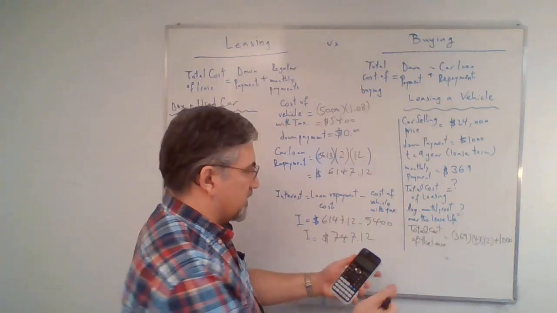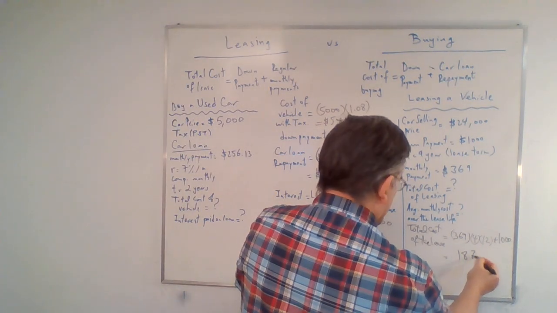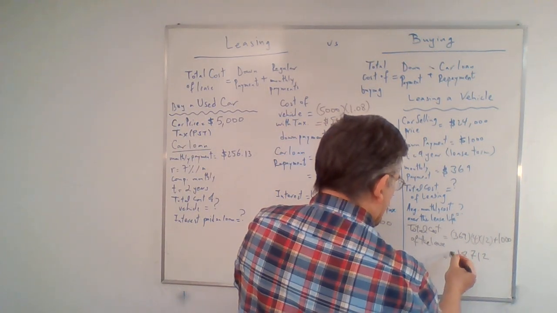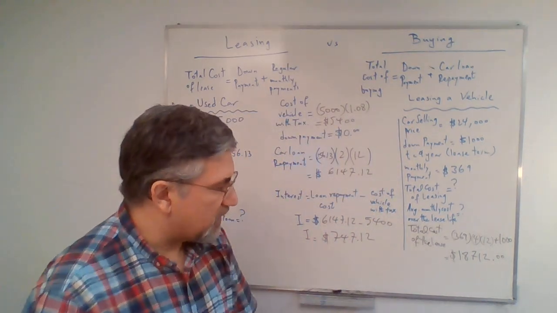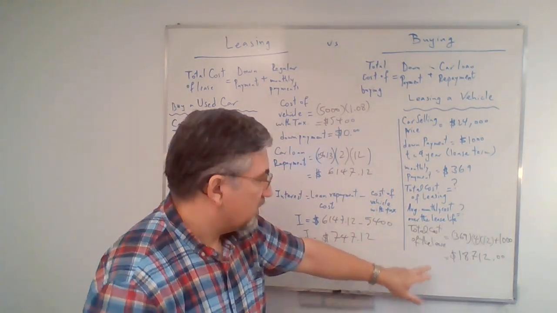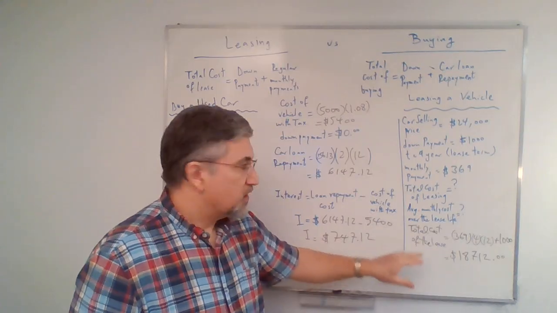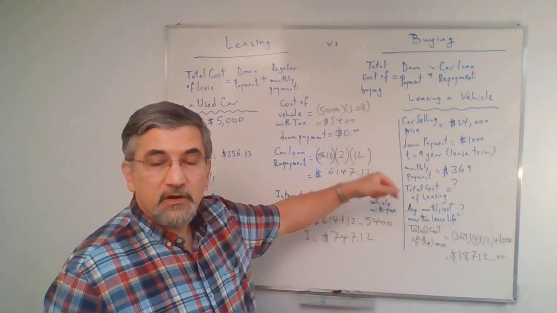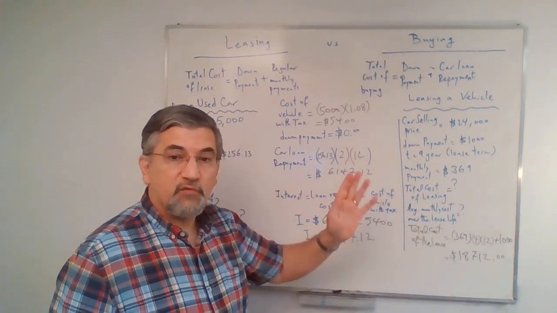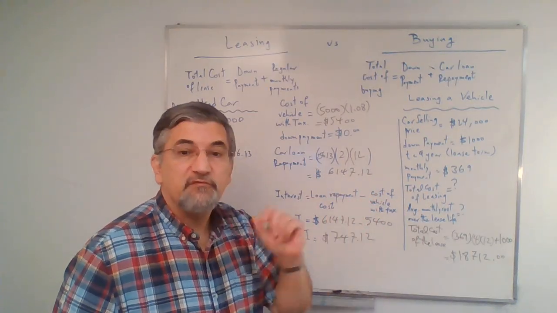That gives us $18,712. And right on the dot, actually. So $18,712 is the total cost of the lease. This is the final amount or total amount that you ended up paying over the period of 4 years.